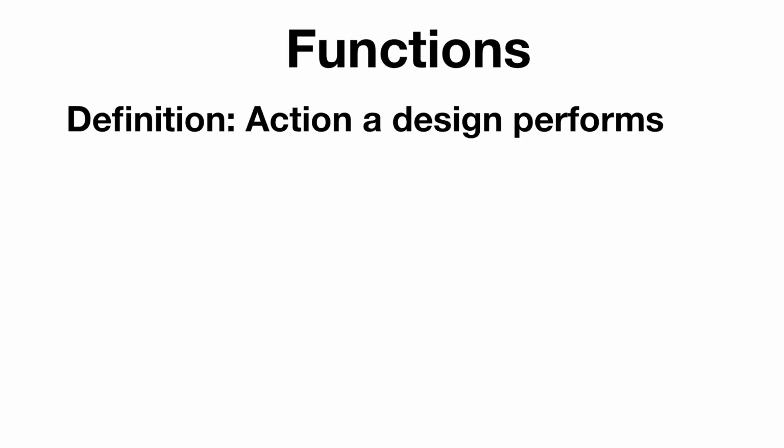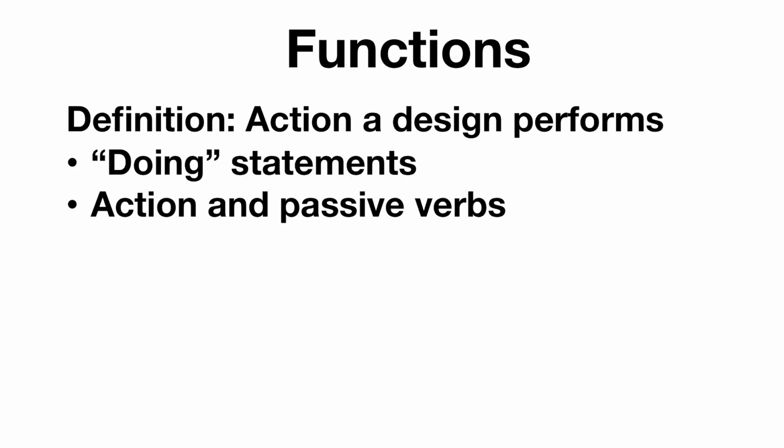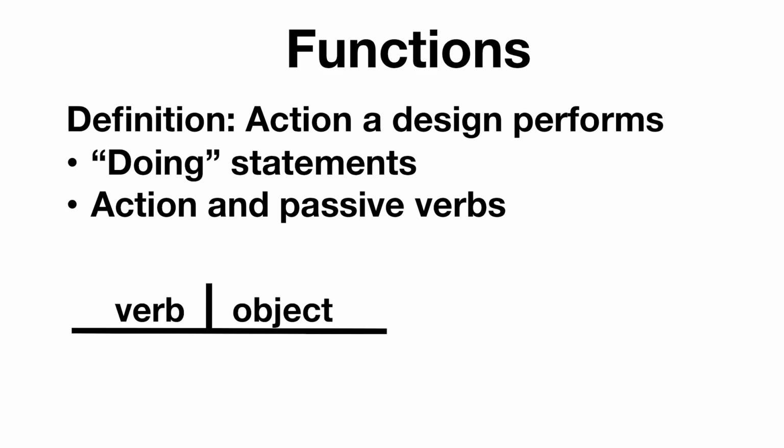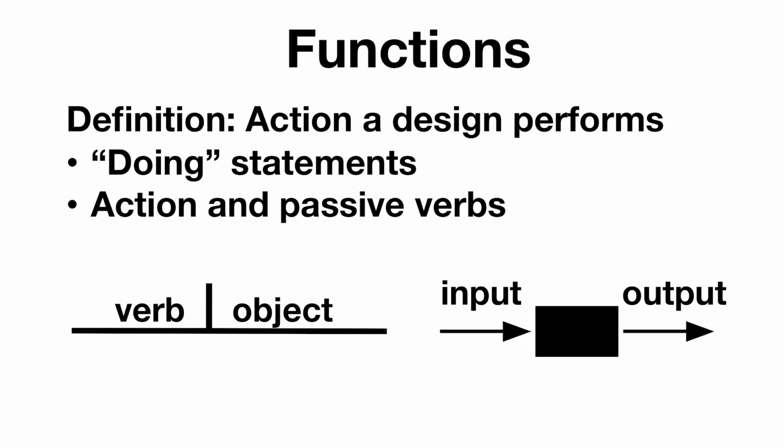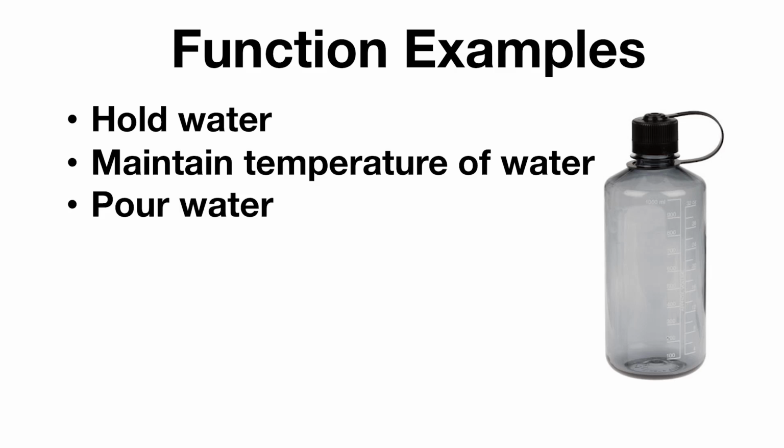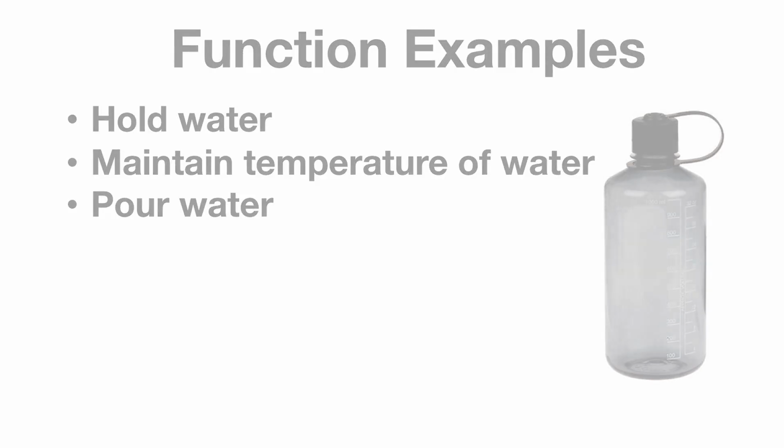Functions are defined as actions that a successful design performs. Functions are expressed as doing or action verbs, but often designs have passive functions. Functions are specified with verb-object constructions, such as unfastens screws or holds coffee. Some functions transform an input into an output, such as converts crude oil to gasoline. Discussions with your client, discussions with your user, and research in the DCR inform your functions. Examples of functions for your water bottle might be that it stores water, maintains temperature, or that it allows you to pour water from its lid.